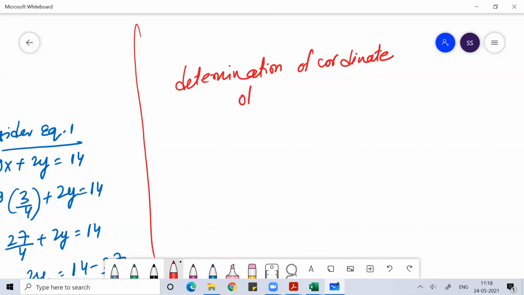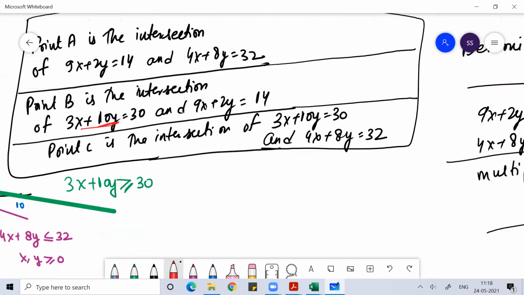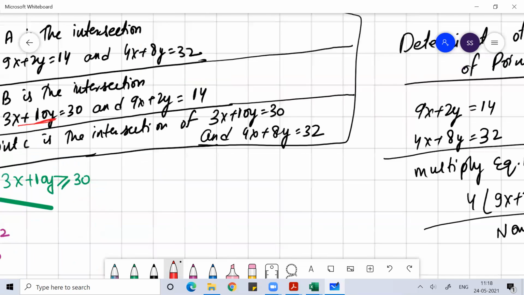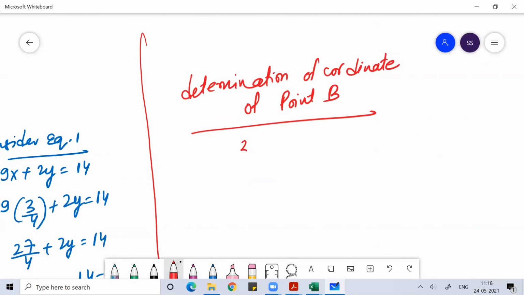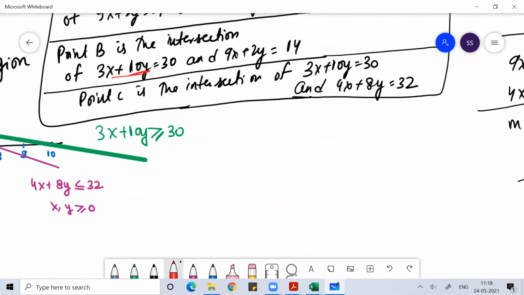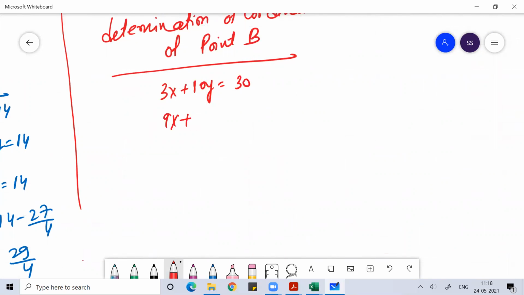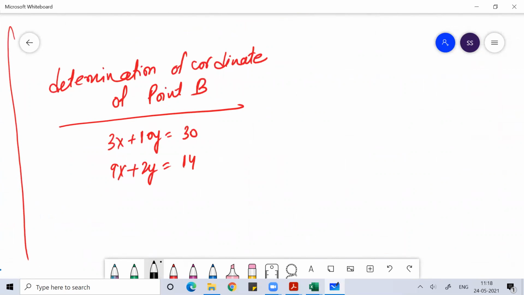Determination of the coordinate of point B. You have two linear equations, guys. This is 3x plus 10y equal to 30. And your second linear equation is 9x plus 2y equal to 14. Let this be equation 5, let this be equation 6.